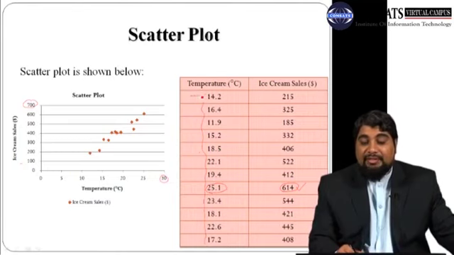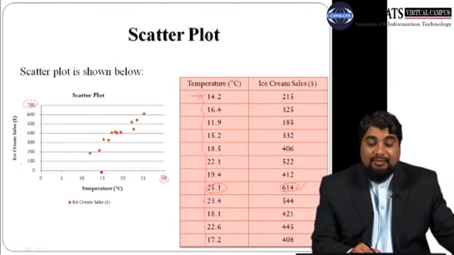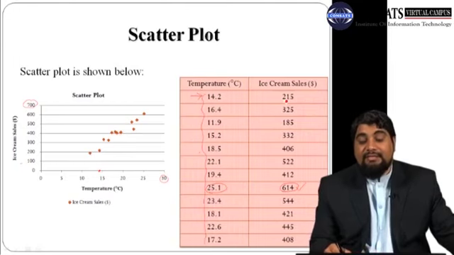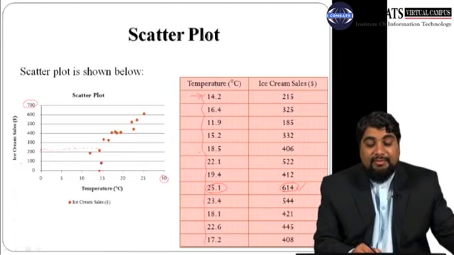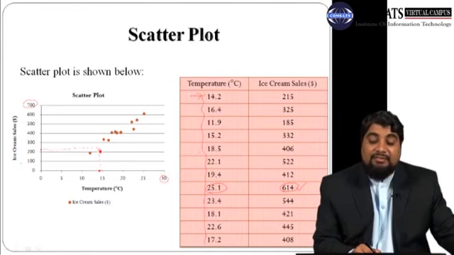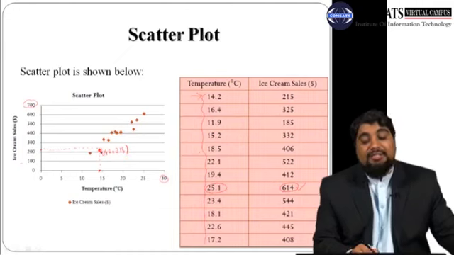Now just focus on the first point, which is 14.2. So here is around 14.2 along the x-axis. Make a dot here, and sales 215. So locate 215 on the y-axis. It is around here. Now connect these two dots, x and y-axis. Here is the point where temperature is 14.2 and ice cream sales is 215. This is our dot which represents 14.2 along the x-axis and 215 along the y-axis.